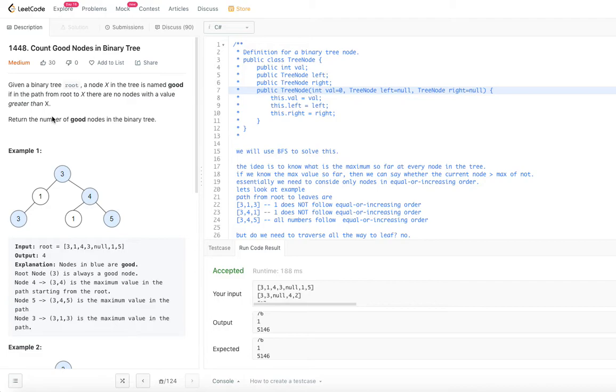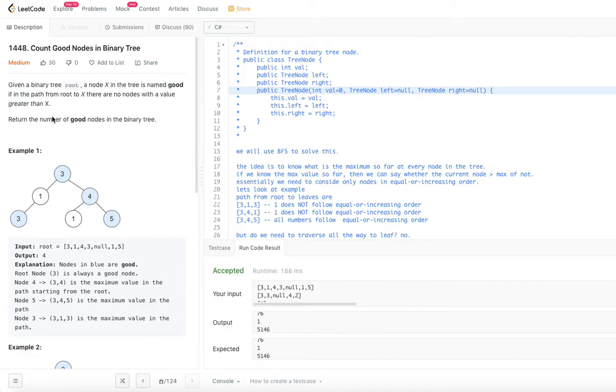So, what is a good node? Basically, if on the path from the root to that node there is no node with a value greater than x, then it is called a good node. The path is from the root node to the current node. If you are looking at the current node, there should be no node value on that path which is greater than the current node. In that case, we will say the current node is a good node.